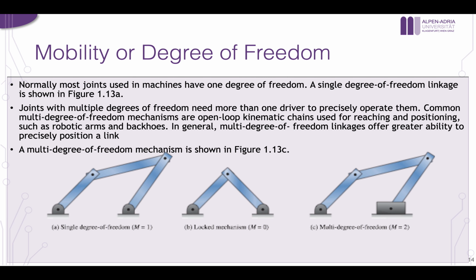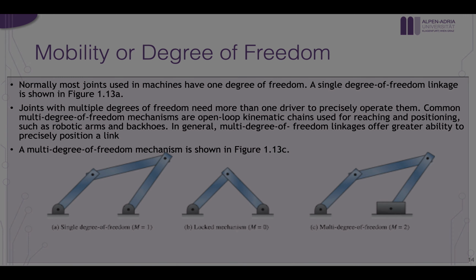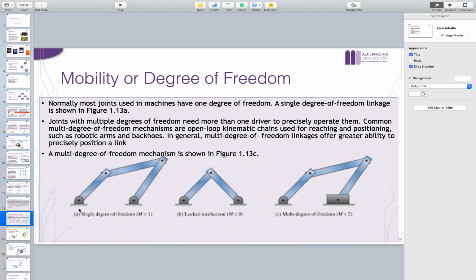So here we have 3 examples. The first one on the left is, so 3 of them are mechanisms, 3 of them are connected mechanisms or closed loop mechanisms. And basically the first one has a single degree of freedom. Why?